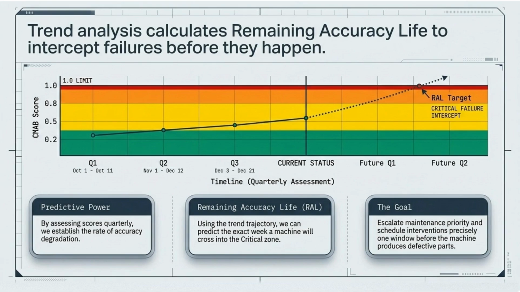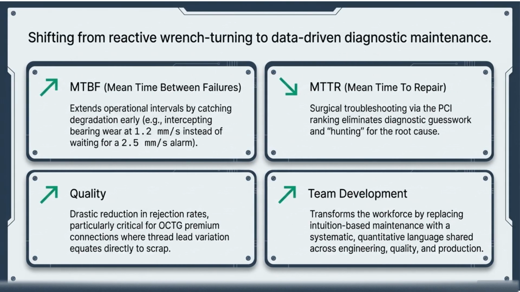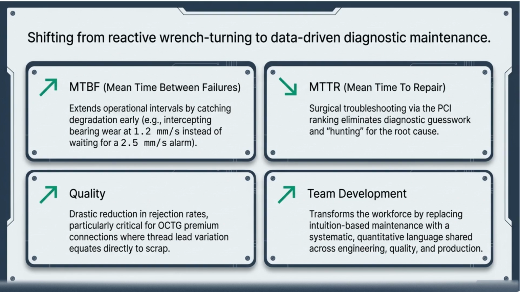Trend analysis calculates remaining accuracy life, or RAL. By projecting the score trajectory, we can precisely schedule interventions one production window before the machine produces defective parts. CMAB drives significant operational benefits, including increasing mean time between failures and reducing mean time to repair via surgical troubleshooting. It also improves product quality and enhances team development.